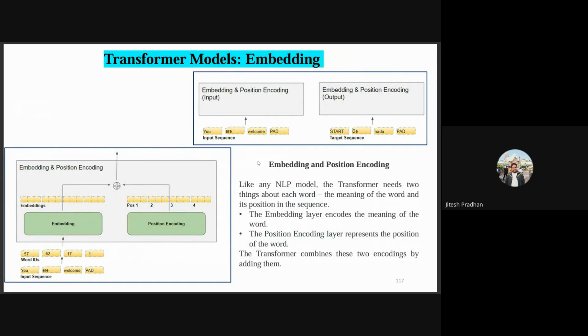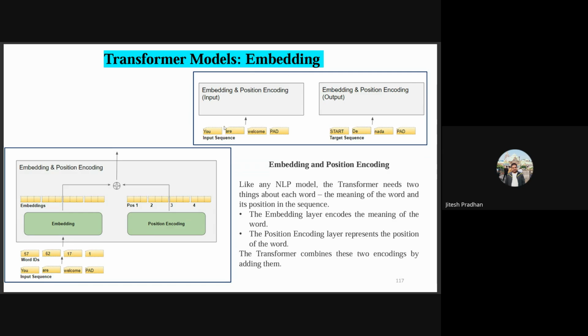Now transformer model embeddings. Look at how embeddings and positional encodings are done. Here we have written "you are welcome pad". Word embeddings will be there for each word. These are the word IDs, and these are the positional IDs, showing which position these words occur in: position 1, 2, 3, 4. These two will be embedded together to generate the input embeddings.